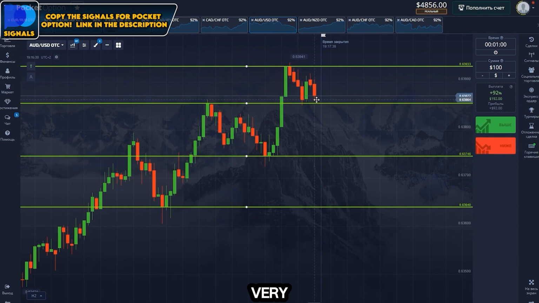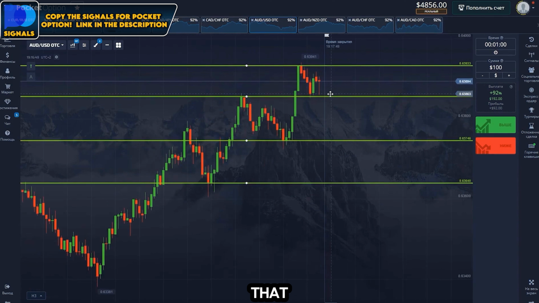Everything is very cyclical here. We have a wave here, we have a wave here. But since this wave is bigger and this wave is smaller, it means that the trend is slowly fading, and perhaps it makes sense to wait and enter when the trend changes.